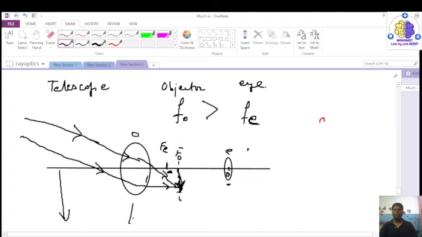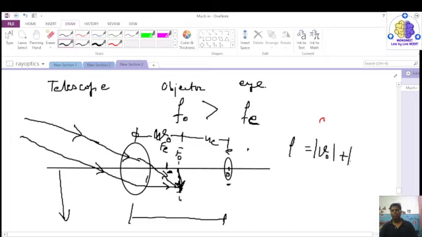Again, here the length of the telescope is the distance between the two lenses. So again, the distance between the two lenses can be divided as this distance will be VO, and this will be UE, right? So again, here also the length of the telescope is given as mod of VO plus mod of UE. This will give you the length of the telescope, right?